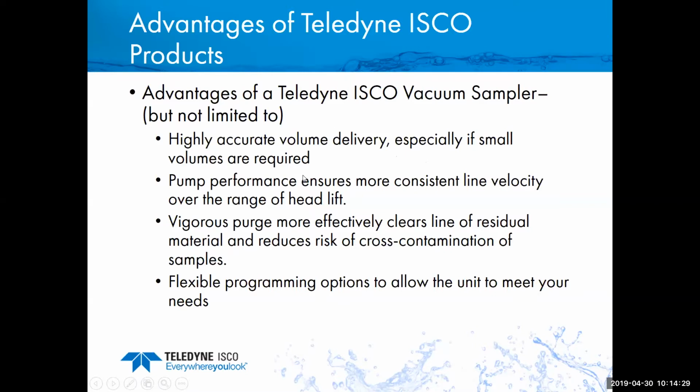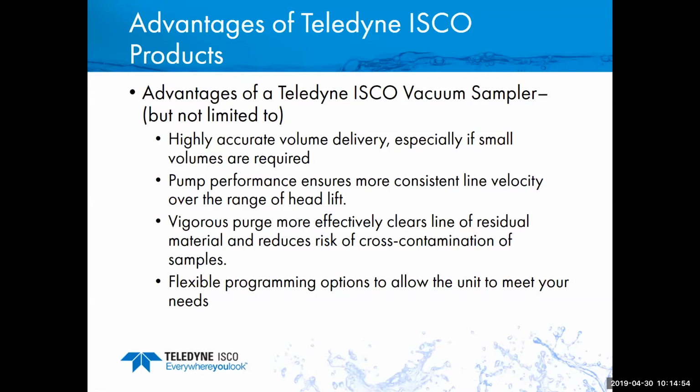Advantages of the vacuum sampler. Again, it's highly accurate, and a lot of these are the same as the peristaltics. Highly accurate volume delivery. This one is better if you have small volumes. If they're taking a sample every 10 minutes and they're doing 10 or 20 mils or something like that, it's very accurate at doing that.